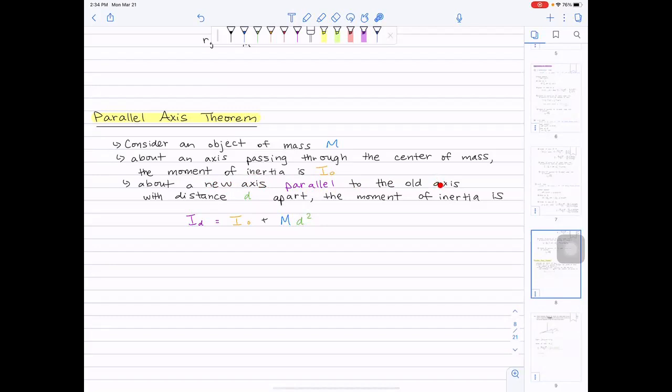Then the moment of inertia of your object rotating about this new axis should be your old moment of inertia, I naught, plus your mass times the distance squared, meaning the distance between your old axis and the new axis. So that's a nice theorem. Any questions about that?